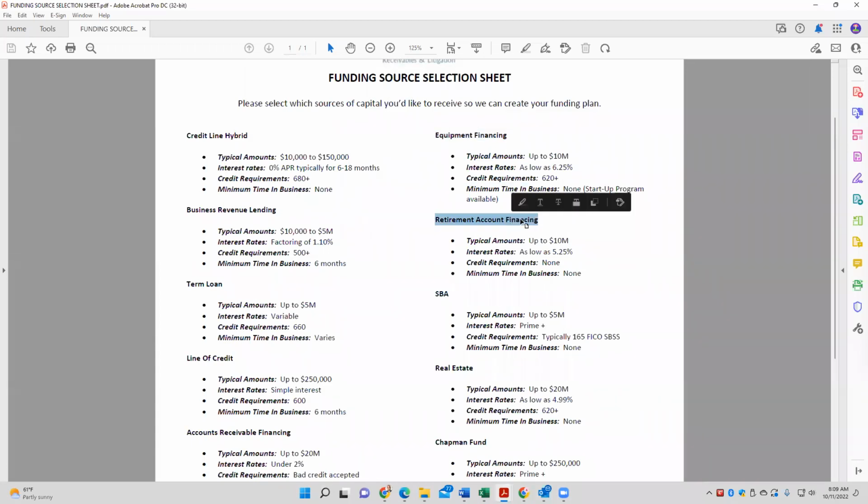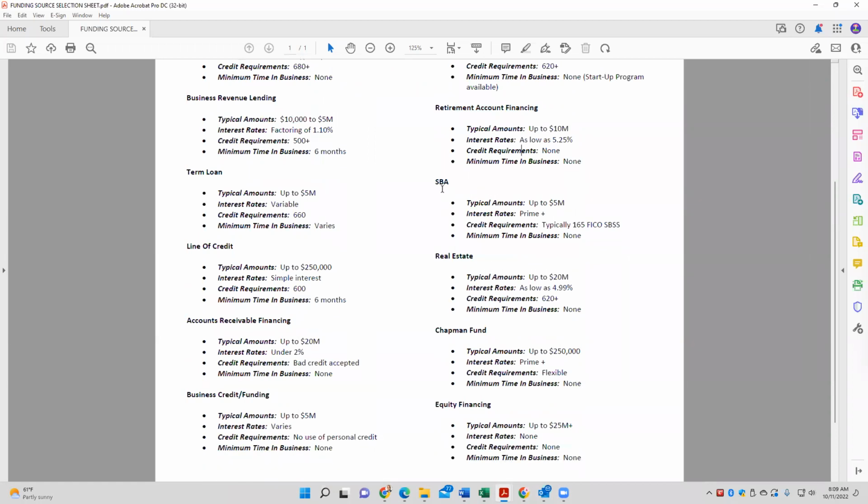Retirement account financing, and this is an interesting one that's often overlooked. We were working on a client file this morning that he had just submitted in his personal financial statement. He's showing $400,000 in his retirement account, so we can use that as collateral. But regardless, those amounts can go up to 10 million, interest rates very low. There are no credit requirements, no minimum time in business.